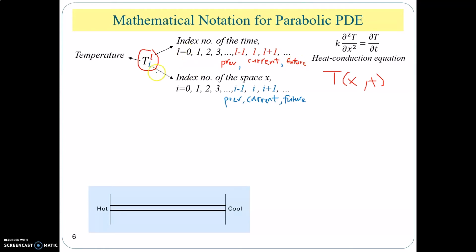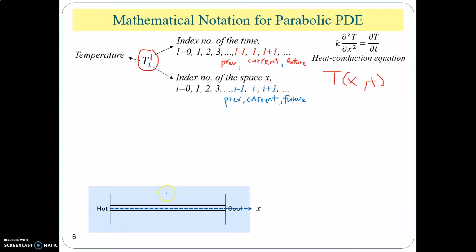So the same concept can be applied to i, where i is equal to the index number of the space x. i equal to 0 sample, first sample, second, third of the x. And if you just write i, it means the current sample of the x. i minus 1, previous one sample of the x. i plus 1, future one sample of the x.